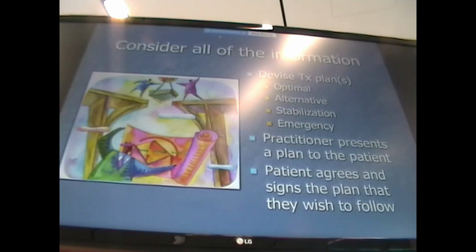You can have an alternative treatment plan. This means, okay, we can't do this. You can't have implants. You don't want implants. You don't want to have grafting done. So this is an alternate approach. Right? Number 3, stabilization. I want to do this, I can't do it now.